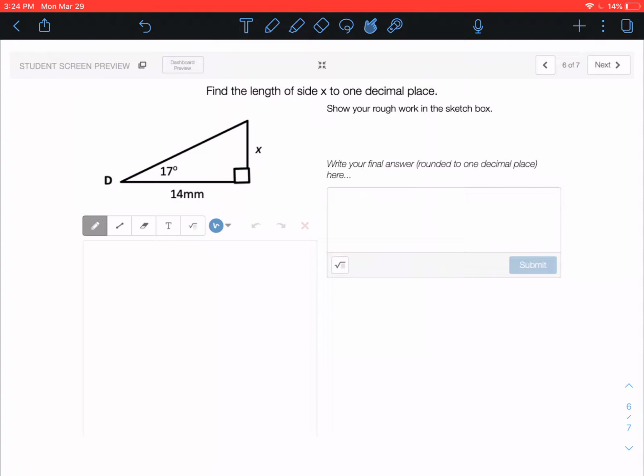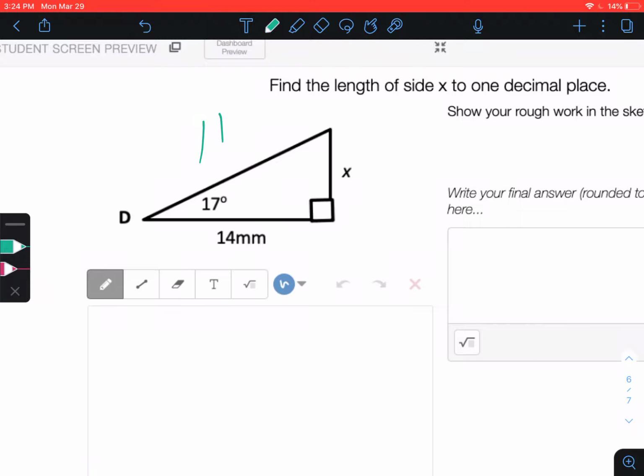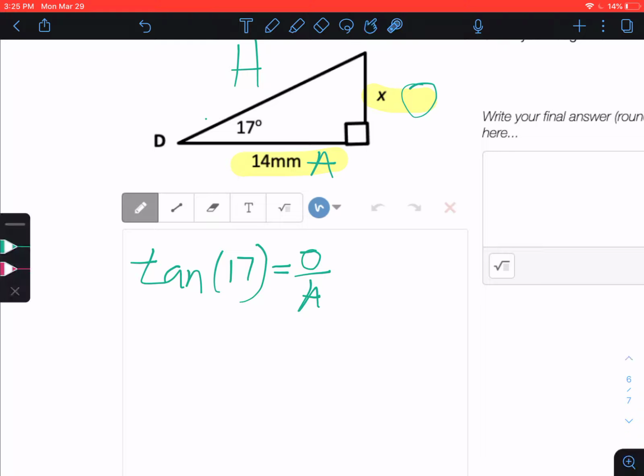On the next question here, we need to find the length of side x to 1 decimal place. We're going to be using our trig ratios again in this case. So this is my hypotenuse. They've given us this angle here, 17, so across from that is going to be my opposite side, and the other side is going to be my adjacent. Now what have they given me in the question? They've given me 14 millimeters and I want to find x. So I need to use the tan ratio that has O and A, which is the tangent. So I'm going to be using the tangent, TOA, of 17 degrees is equal to the opposite side divided by the adjacent side. And that's why I chose tan, because that's what we have.